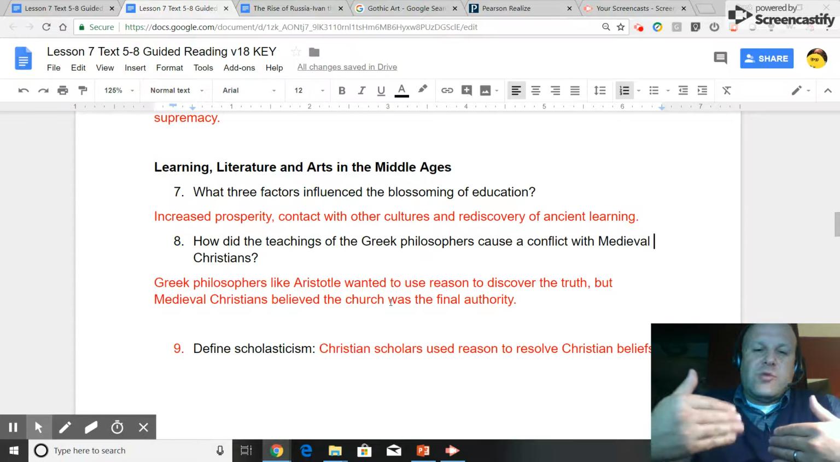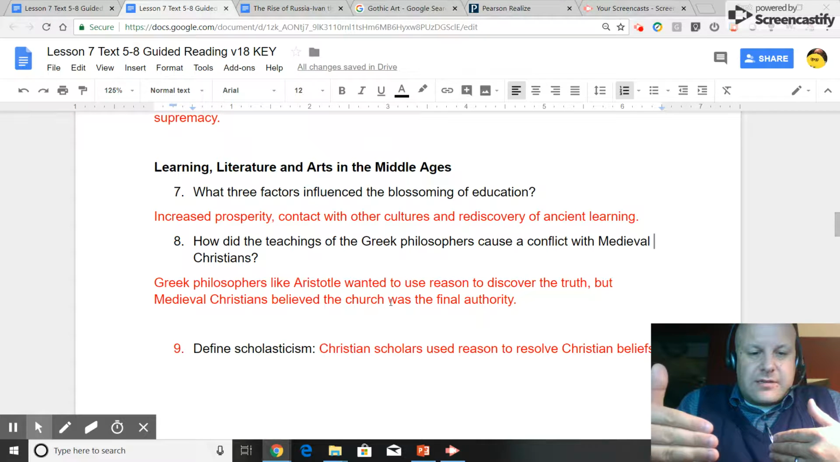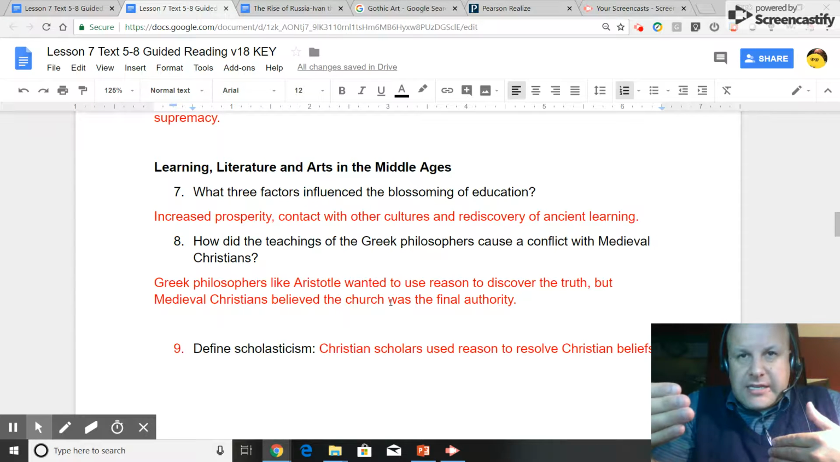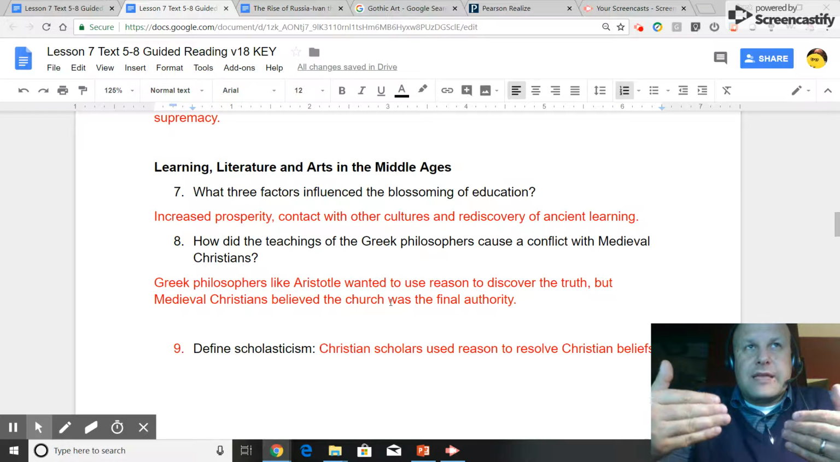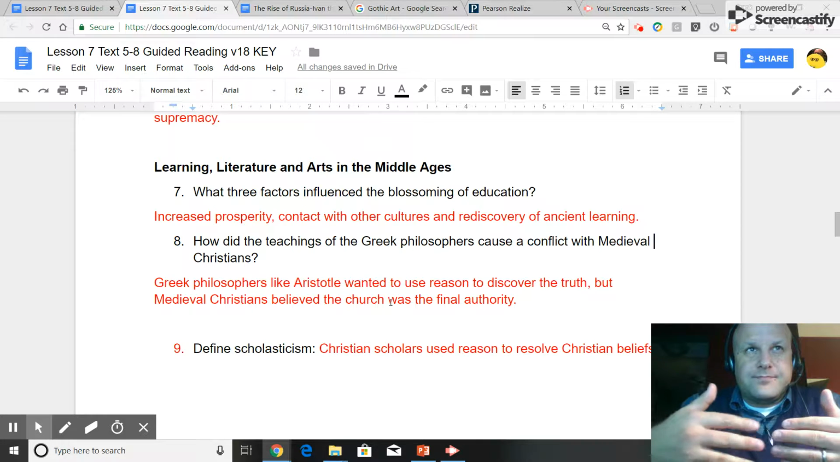Toward the end of the Middle Ages, around 1200, as we start to get into the Renaissance, not the early part right after the fall of the Roman Empire, but later on, you had an increasing prosperity and contact with other cultures and a rediscovery of ancient learning.